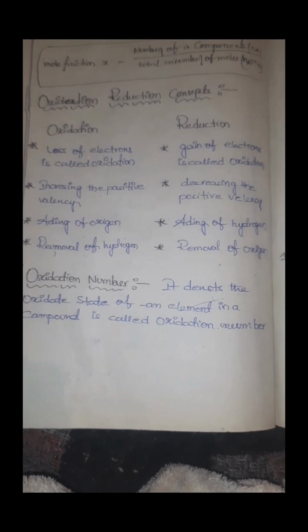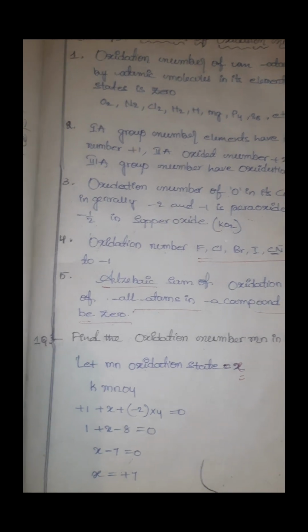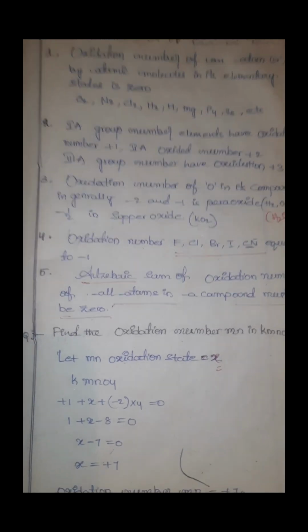Next one, oxidation number. It denotes the oxidation state of an element in a compound and is called the oxidation number. Here are the rules to find it out. The oxidation number of an atom in atomic molecules in the elementary state is 0.